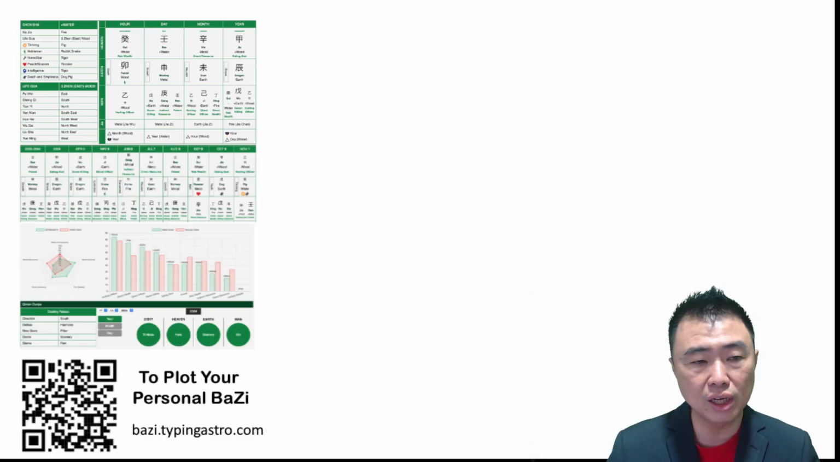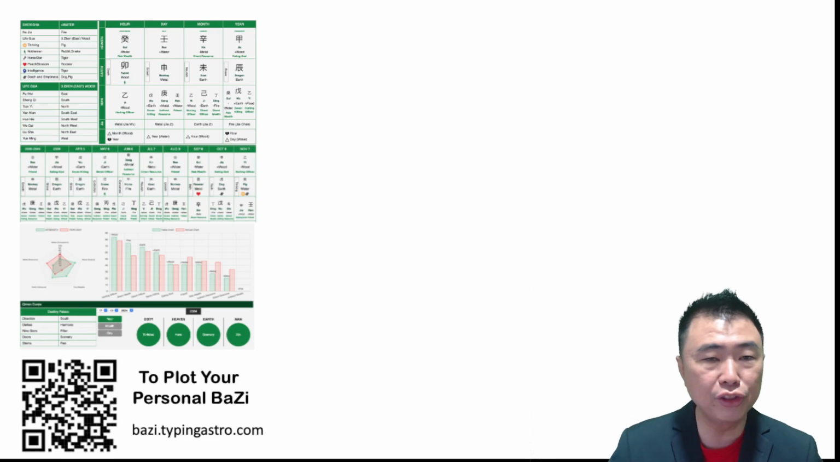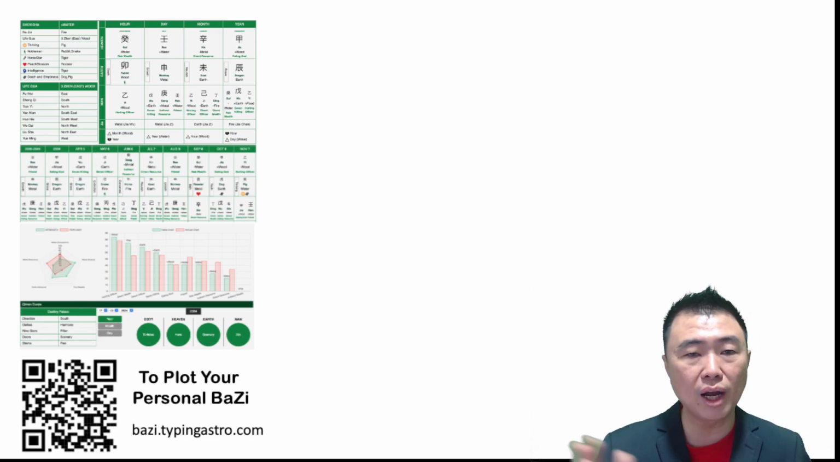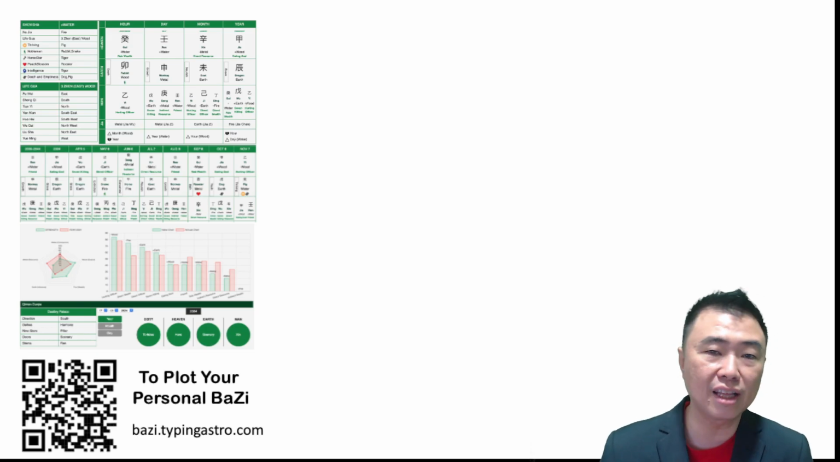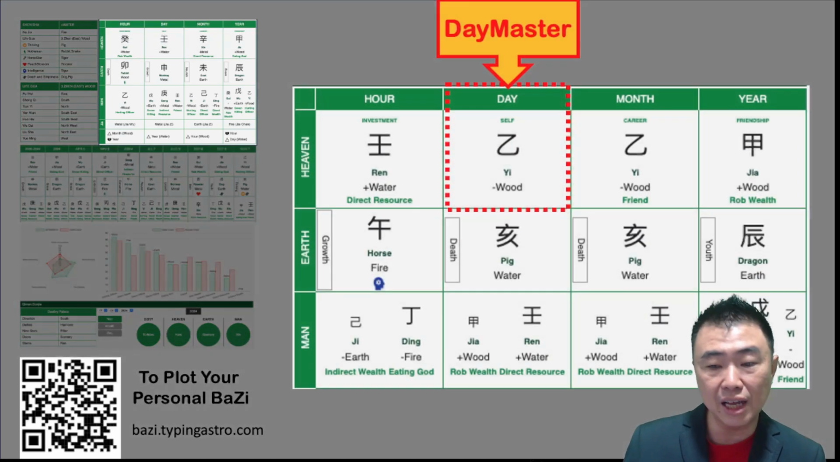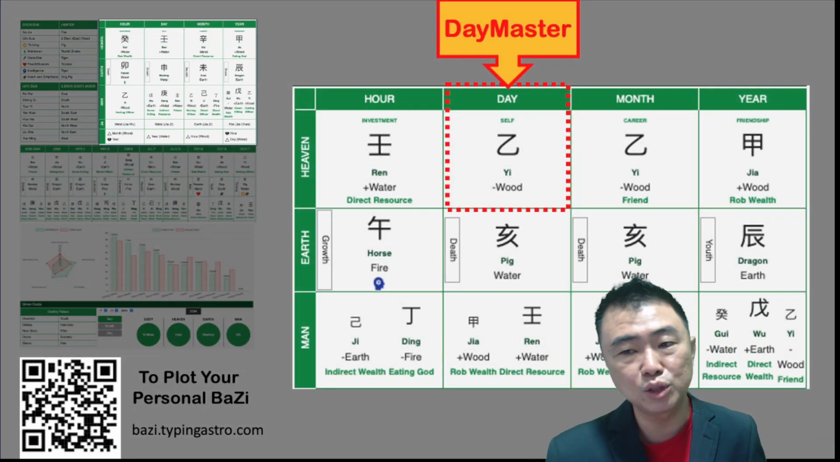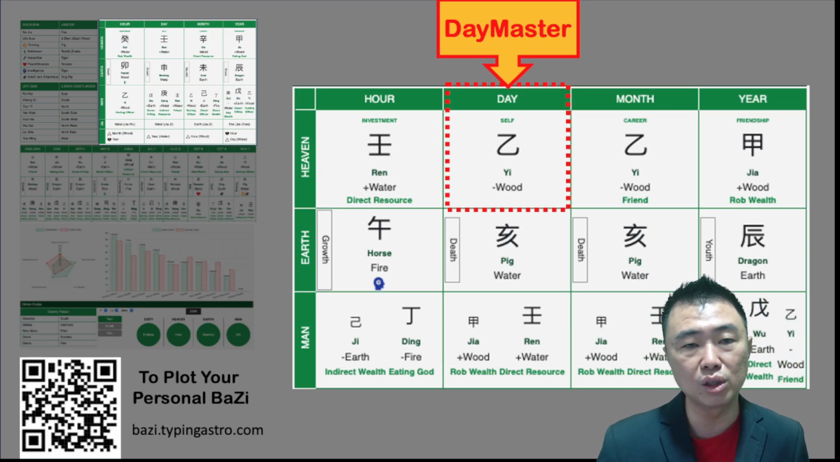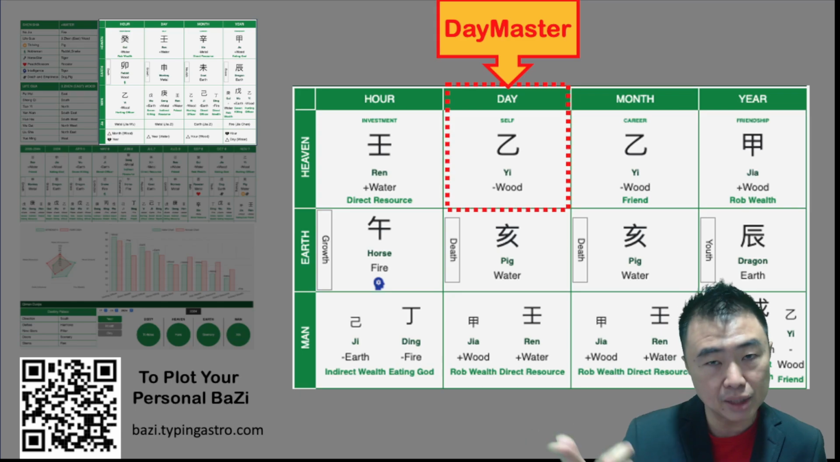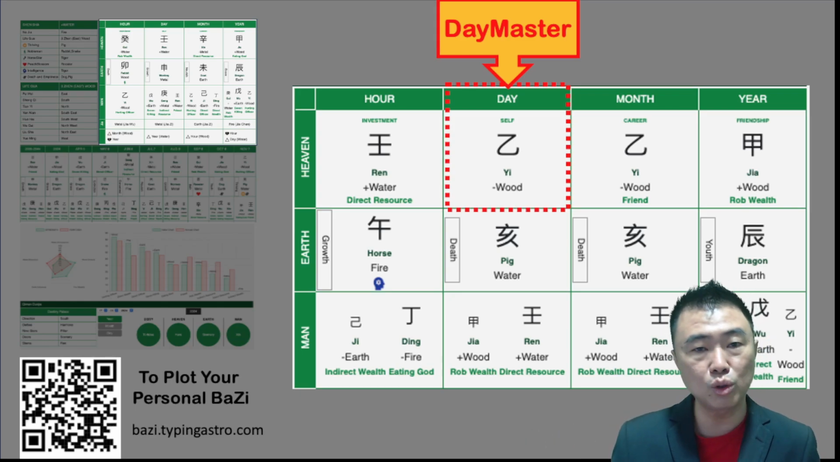Then of course, getting your BaZi chart printed, because the day master forecast is based on the day master. So you need to go and find your day master. As usual, I'm working with Typing Astro, so this is the version that I'll be using for all the sharing, and the day master is the one showing up right now. So go and find out what your day master is.